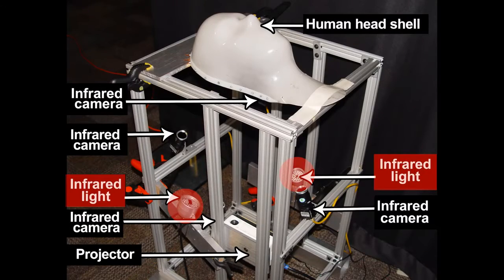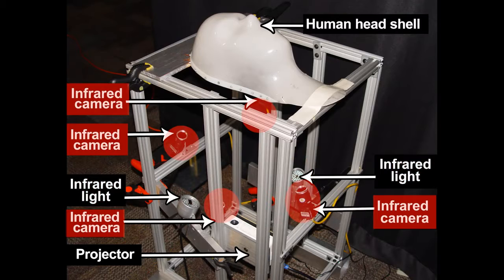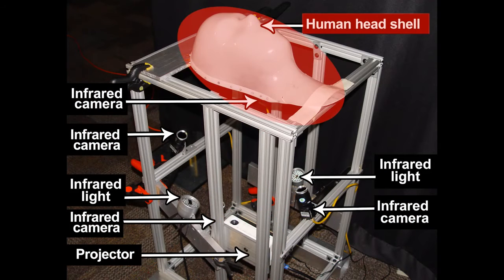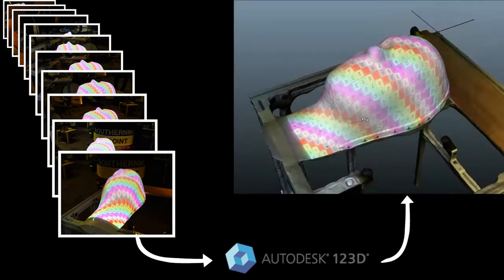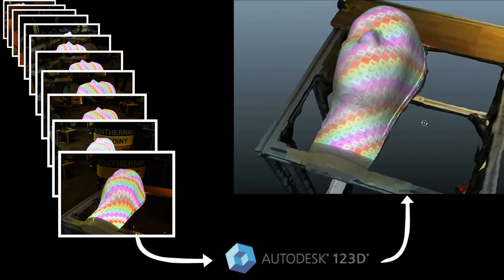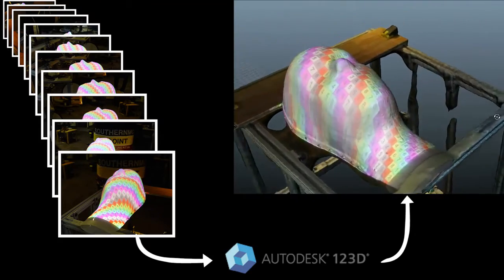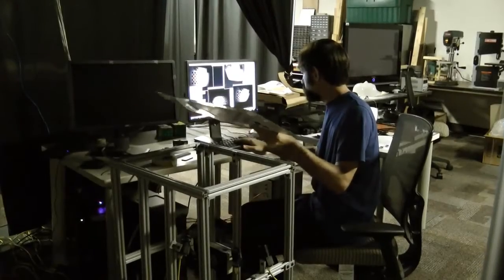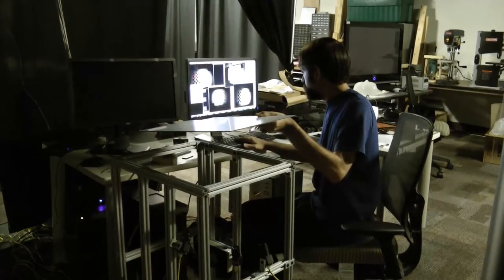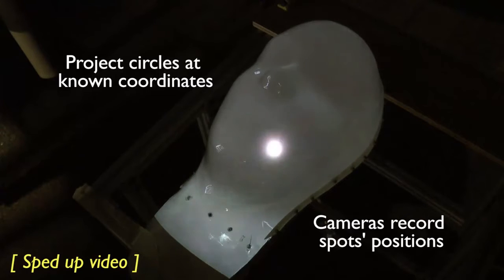It uses 2 infrared light sources, 4 infrared cameras, 1 projector, and the head surface. Using 123D Catch, we construct a high-fidelity 3D mesh of the head surface, forming the 3D graphics space. We calibrate the cameras and obtain their positions in the common coordinate space. We determine the correspondences between the 2D camera space and the 2D projector space.